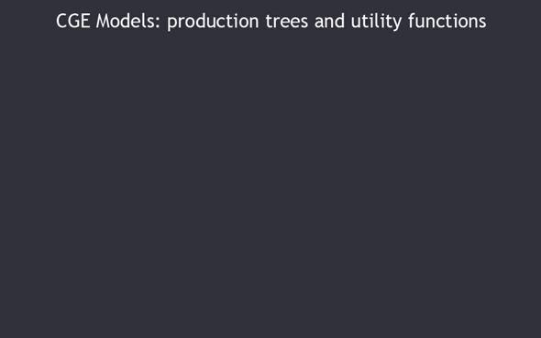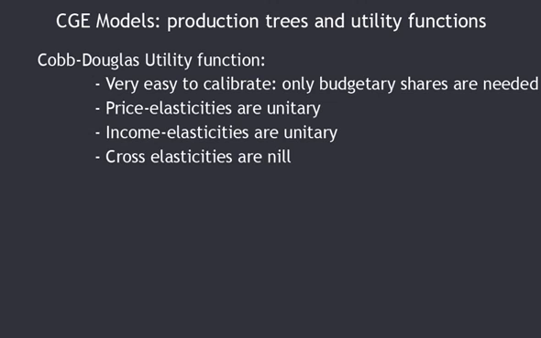Let's now look at how the modeling of demand can be changed. Previously, there was a Cobb-Douglas utility function defined on the consumption of the three goods by households.